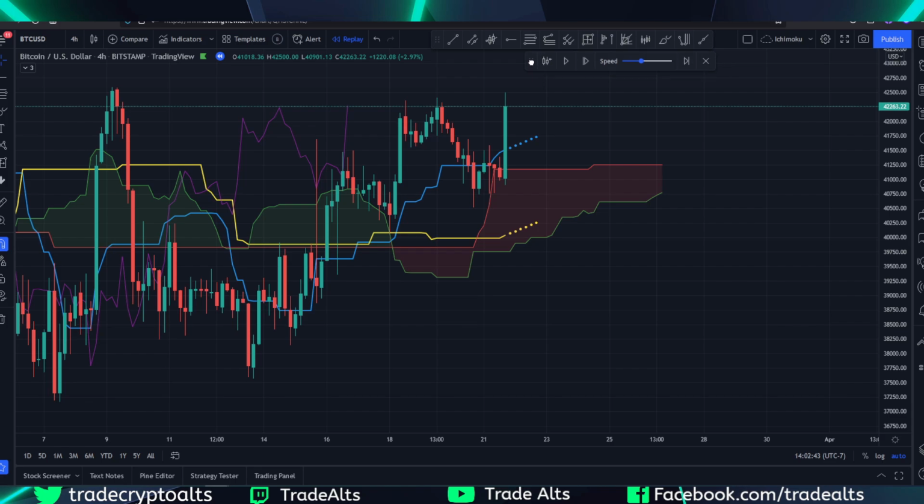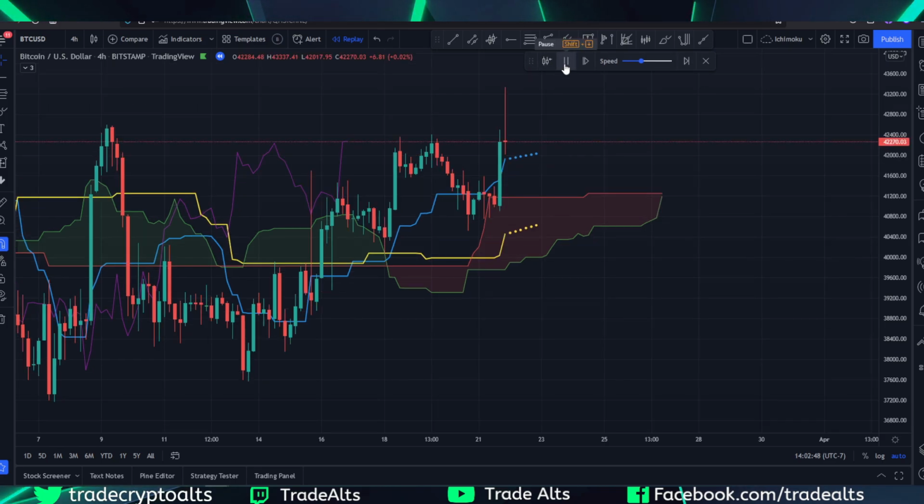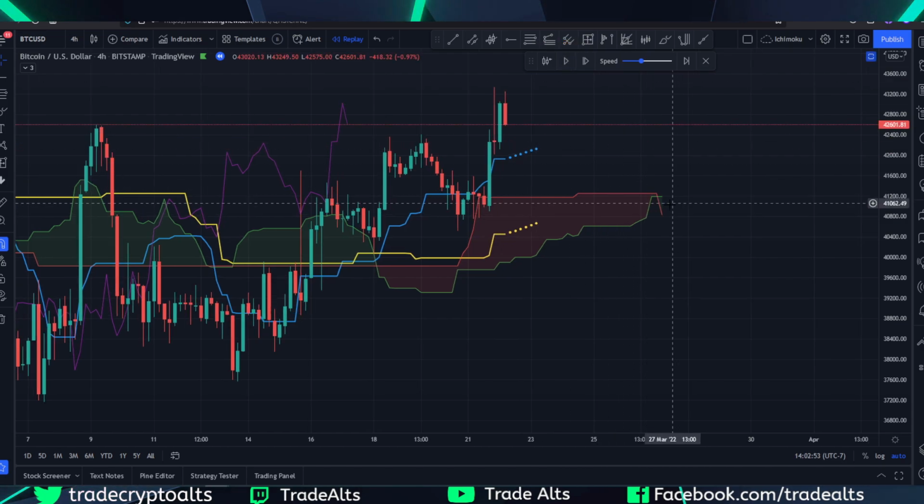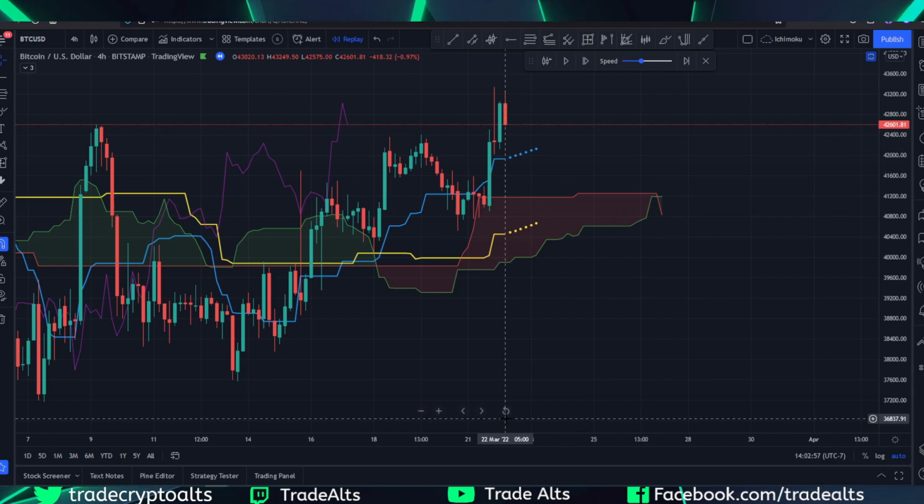So we're going to play it forward just a little bit. Not going to take very long, obviously. The cloud's very thin, and then you get your actual cross here. As soon as this candle, which you can look at the bottom here and see the date, as soon as that candle, which was today at 5 a.m. my time, closes and confirms, you would take a long entry.